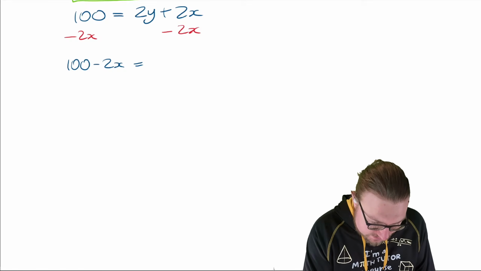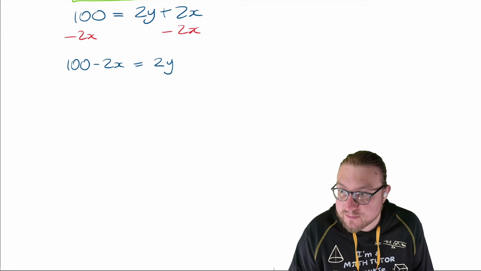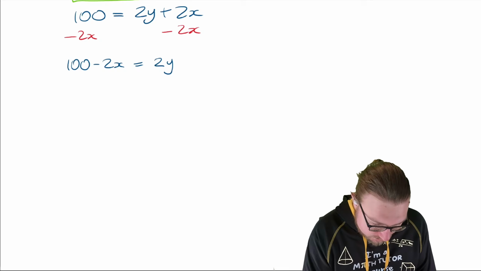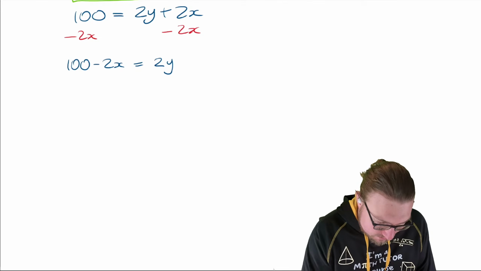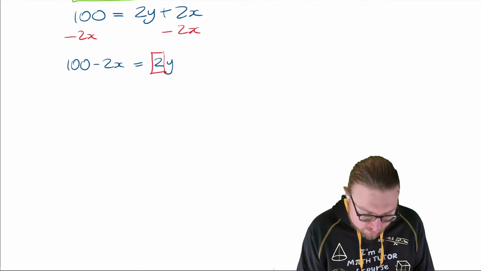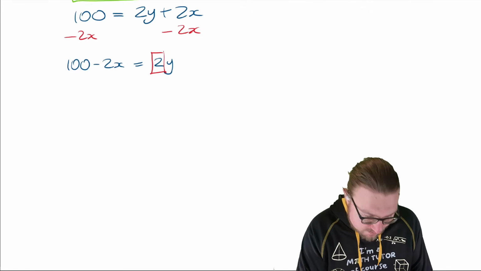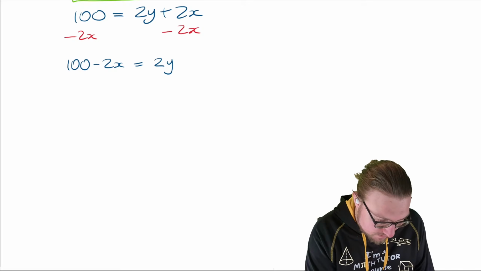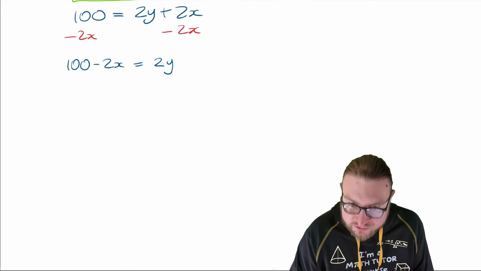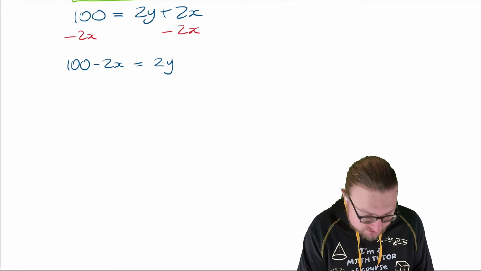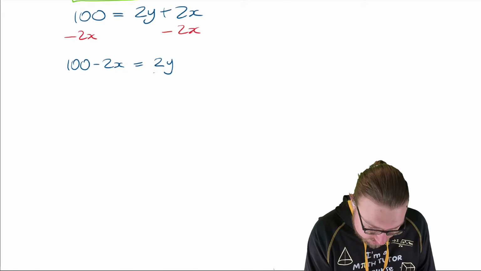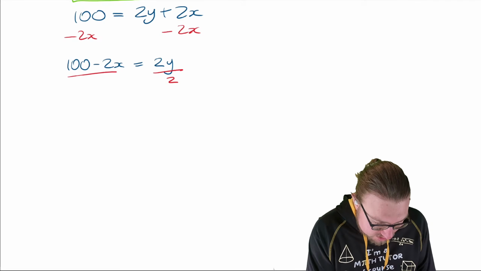And then on the other side, we have left 2y. So now there's only one thing that we still need to get rid of, which is the 2. And remember, the 2 is multiplied by the y. So we do the opposite. The opposite of times is divide. So we're going to divide both sides by 2.